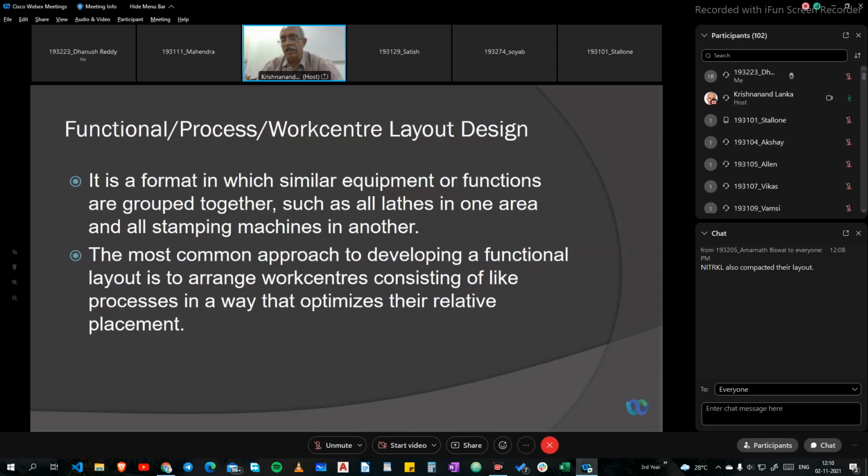So the criteria we use in functional layout to arrive at an optimal layout is that the total distance traveled by a component before it realizes its final shape should be minimal. Because the less the travel, the less the cost automatically. So naturally, that will improve your production efficiency.